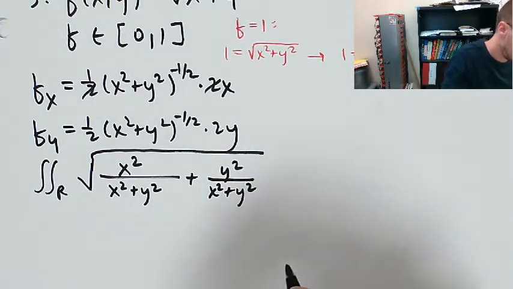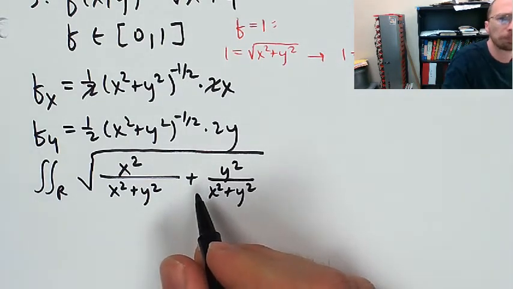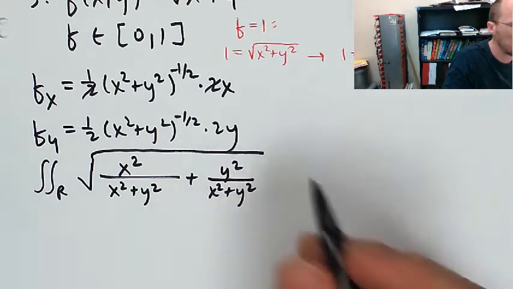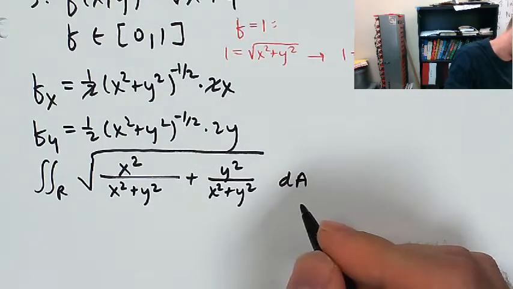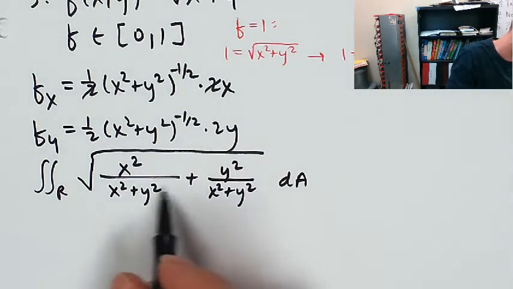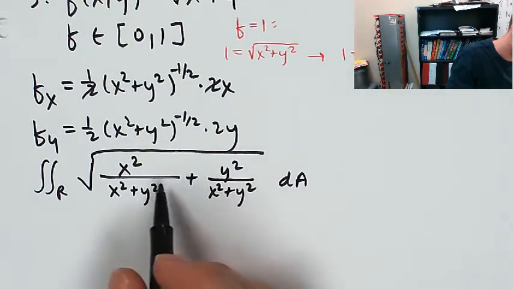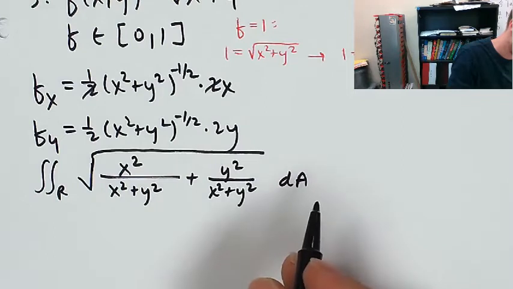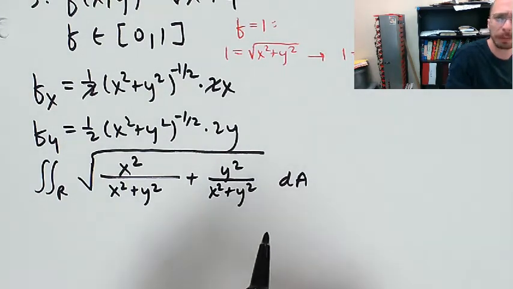Oh, yeah. Look at that. That's just 1. Is that supposed to happen? Okay, well, I'm just going to have faith. Right, because we're going to combine these with common denominator. I'm going to have x squared plus y squared over x squared plus y squared, and that's 1. And so I'm taking the square root of 1, and I'm just getting 1. And how is that possible?